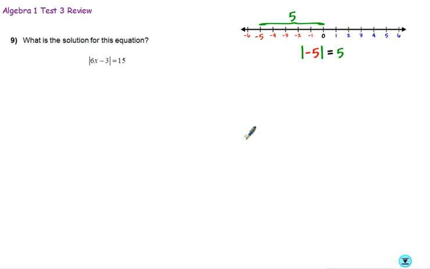Alright, so let's take a look at number 9. Number 9 is an absolute value equation. Let's take a look over at the right side, just a little refresher on what exactly absolute value means. Absolute value is the distance a number is from 0 on the number line.